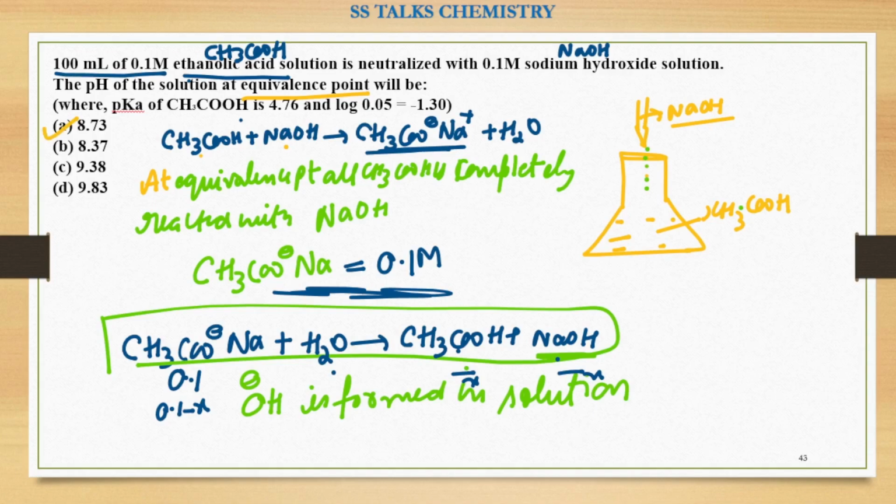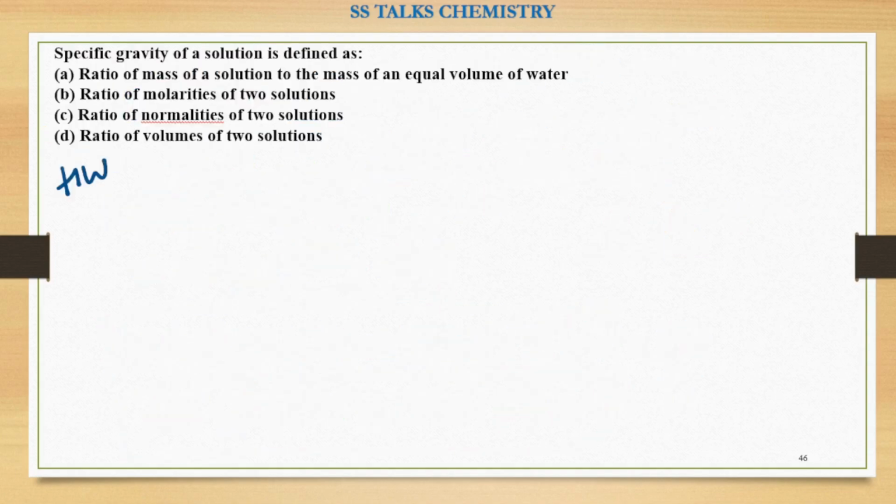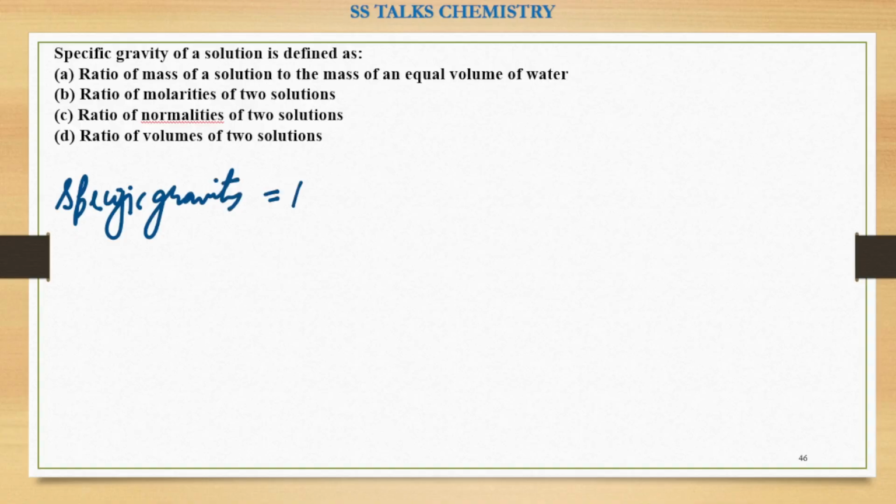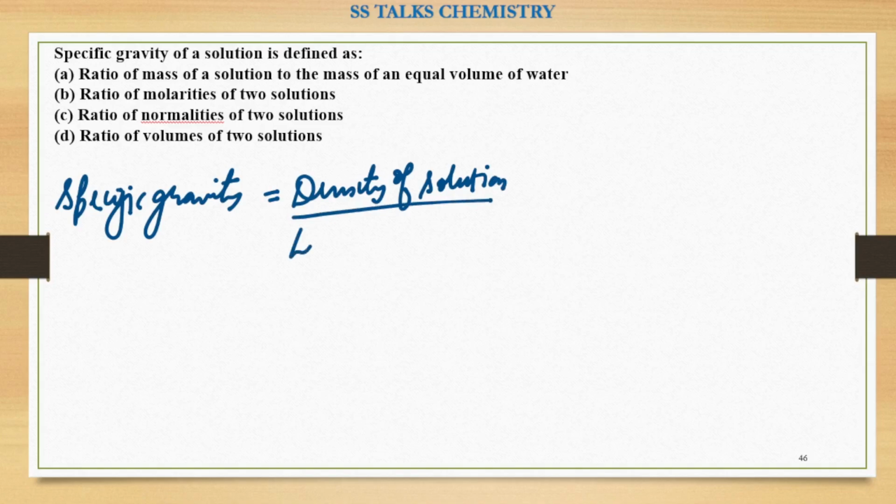Okay, now moving on to our next question. It is a very simple question, just about ratios, the definition of specific gravity is being asked. Specific gravity is defined as the ratio of the density of the solution to the density of water. So this ratio we call the specific gravity, and density we know we can write as mass upon volume.